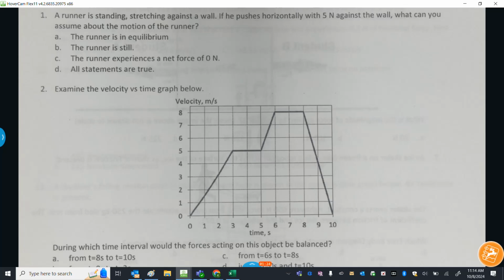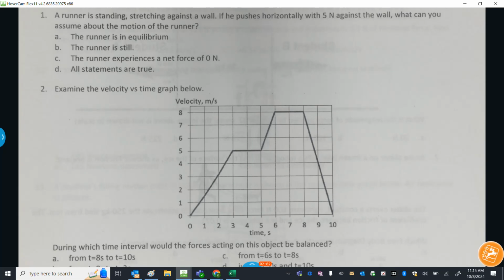So A is true. The runner is still. That would also be true. You would be stationary if you're just standing, leaning against a wall and at equilibrium. C says the runner experiences a net force of 0 newtons. That is also true. Again, because he's just standing there stretching against the wall. So the answer to number 1 should be D. All statements are true. And again, a couple of you guys missed that one. You picked one of the other letters, but all of those statements are saying the same thing. And so they all have to be true. If one of them's true, they're all true anyway. So number 1 should be D.